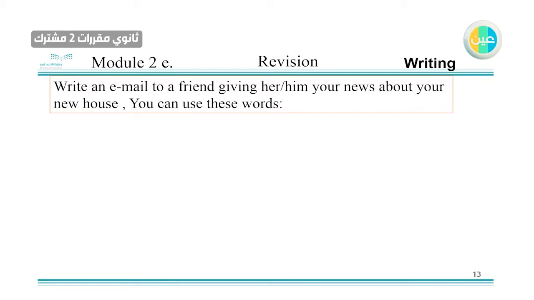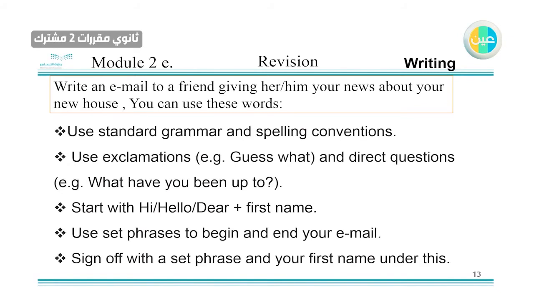Now, moving on to the email. When you write an email to a friend, you're going to give that person news, like you have to tell that person about your new house. There are many techniques, but these are the ones that are followed in your book. You have to use standard grammar, spelling. You have to use explanation, like "guess what," because it's a friendly email. You're talking to your friend. Direct questions.